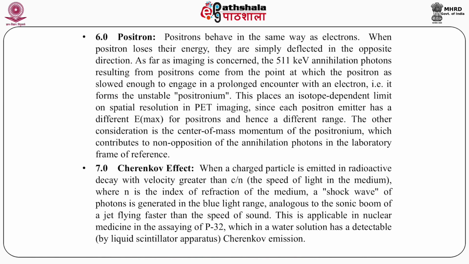Positron. Positrons behave in the same way as electrons. When positrons lose their energy, they are simply deflected in the opposite direction. As far as imaging is concerned, the 511 keV annihilation photons resulting from a positron come from the point at which the positron has lost enough energy in a prolonged encounter with an electron. That is, it forms the unstable positronium.